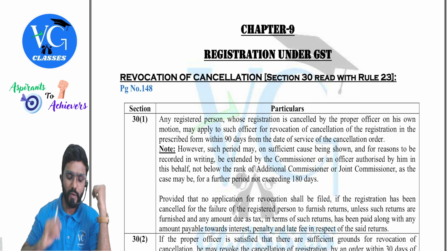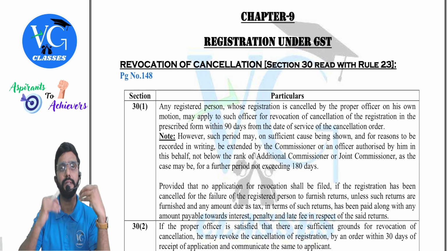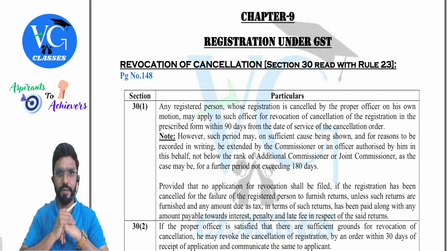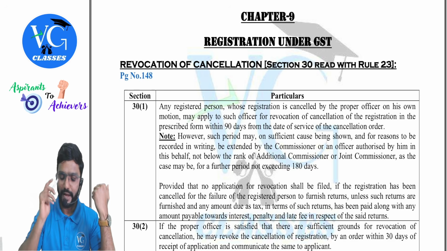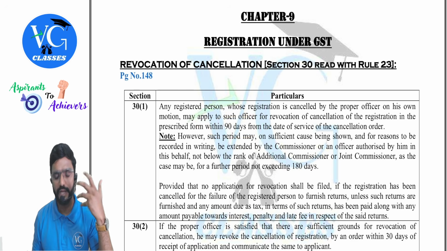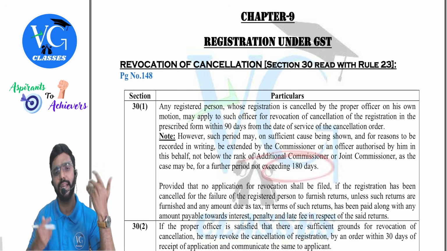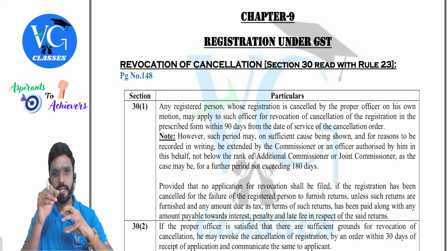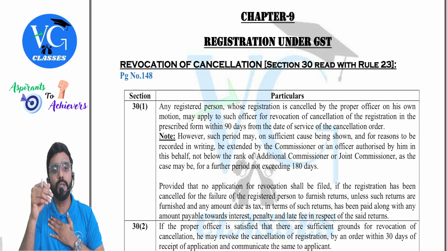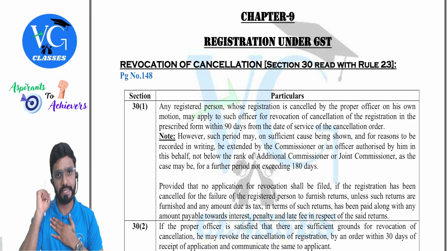Guys, what section 30 is telling is whenever the registration of a person is cancelled, he can request the proper officer to give it back or to revoke the cancellation. And the time he has is within 90 days he can make an application, which can be further extended by another 180 days. So who will make an application for revocation of cancellation? The person whose registration has been cancelled.